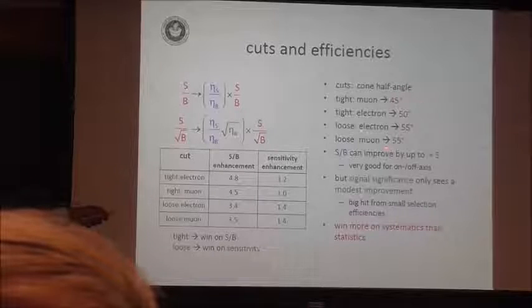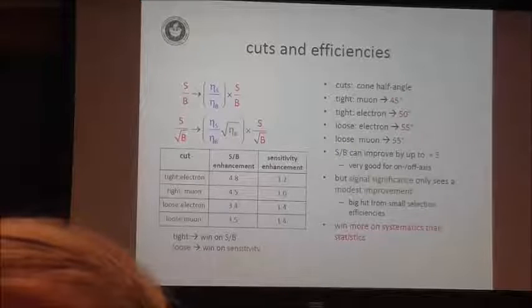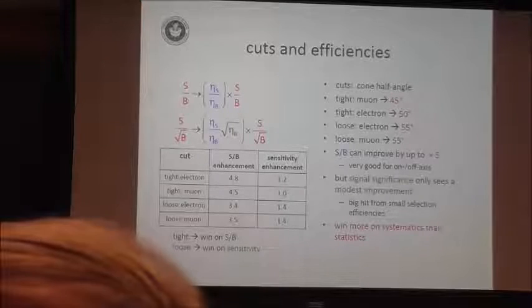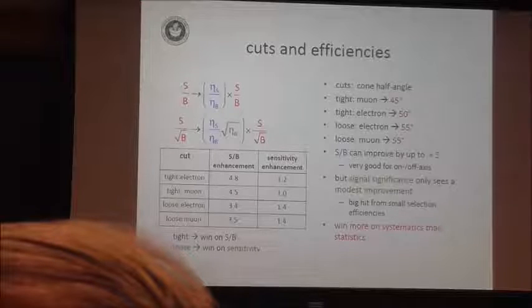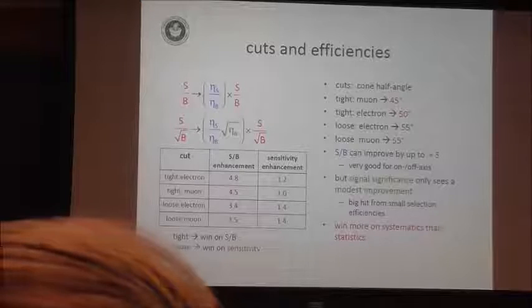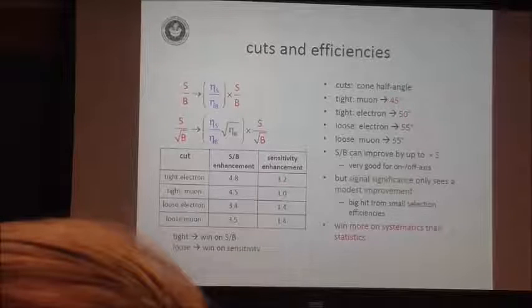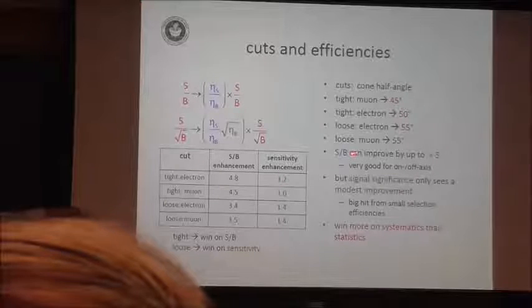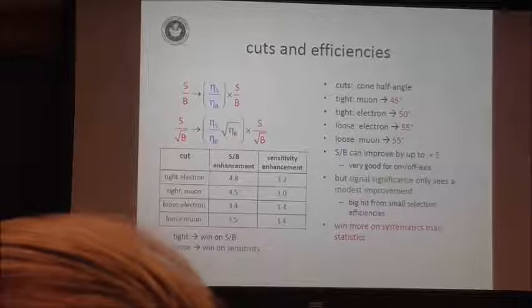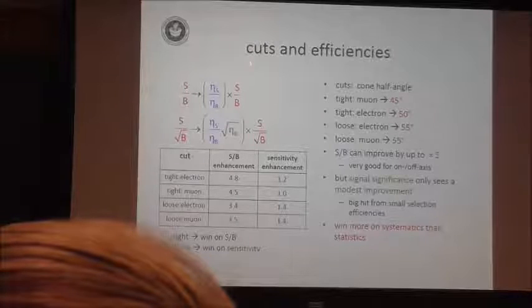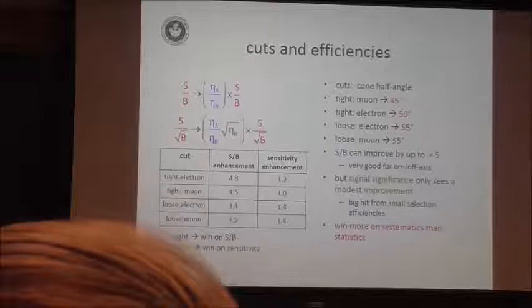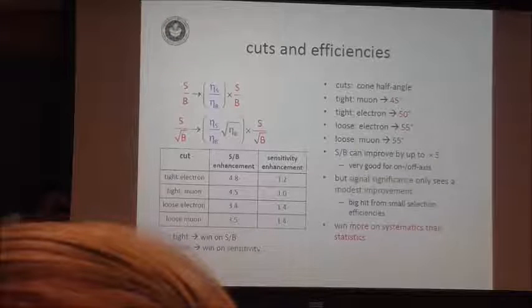And these are the cut angles which do it for either the electron or muon channel, or either tight or loose cuts. You can see that, first of all, these are all well above the angular resolution of about 5 degrees. So angular resolution is not really an issue for this. And I've written in this table what is the enhancement you get in the signal to background ratio, and what's the enhancement you get in signal sensitivity. Signal to background ratio can improve by up to a factor of 5. And I don't have it on the table here, but that improvement over your non-directional search amounts to an improvement in signal sensitivity of up to a factor of 1.5.